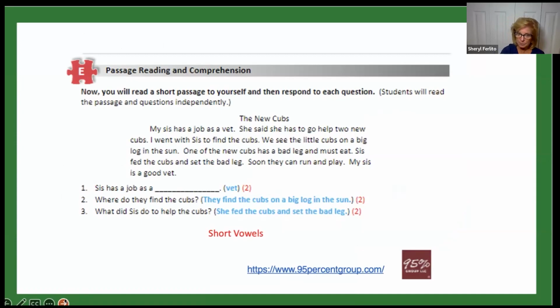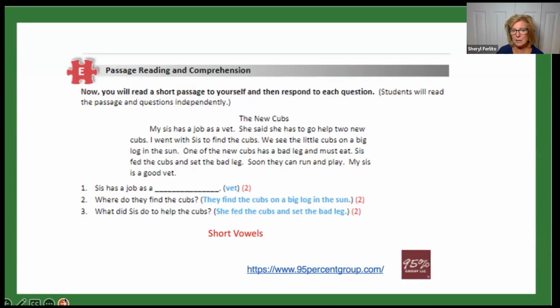So for example, this is a passage from the short vowel intervention from 95% Group, where this paragraph is primarily high frequency words and words with short vowels. First of all, can they decode it? Many students can decode it, but then they really don't know what Sis's job is, for example. They don't know where to find the cubs, because they're not really understanding that where has to have a place, and what did Sis do, that we need to have an action there.